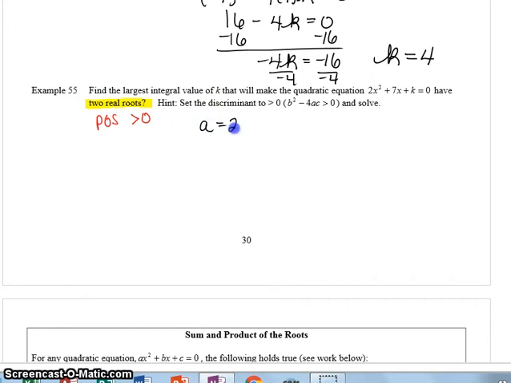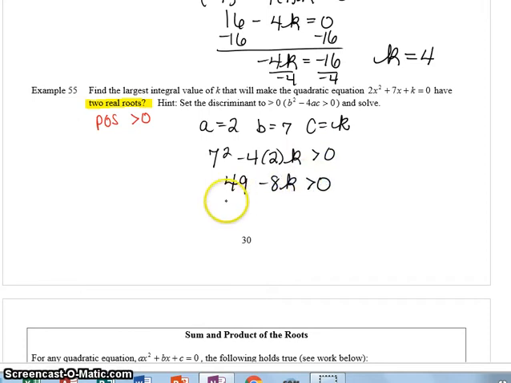So my a is 2, my b is 7, and again, my c is represented as k. So I'm going to have b squared minus 4 times a times c is greater than 0. So 49 minus 8k greater than 0, minus 49 from both sides. Yes, you could add the 8k to both sides, but you end up with the same answer. So you're going to get negative 8k is greater than negative 49.